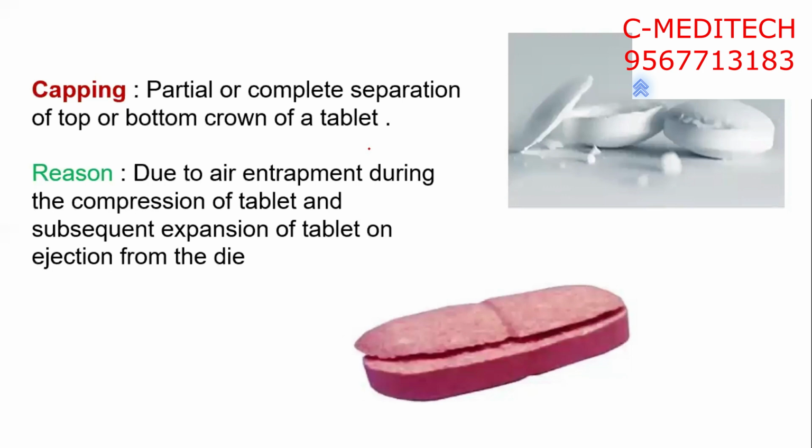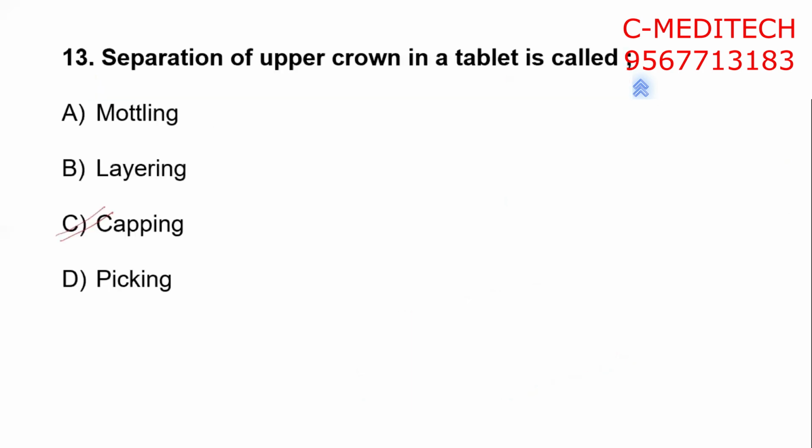And why does this capping happen? Due to air entrapment during the compression of the tablet, and therefore there would be subsequent expansion of the tablet on ejection from the die. So when we eject the tablet from the die, there would be a subsequent expansion of the tablet due to the air entrapment. Okay. So our right answer is capping.